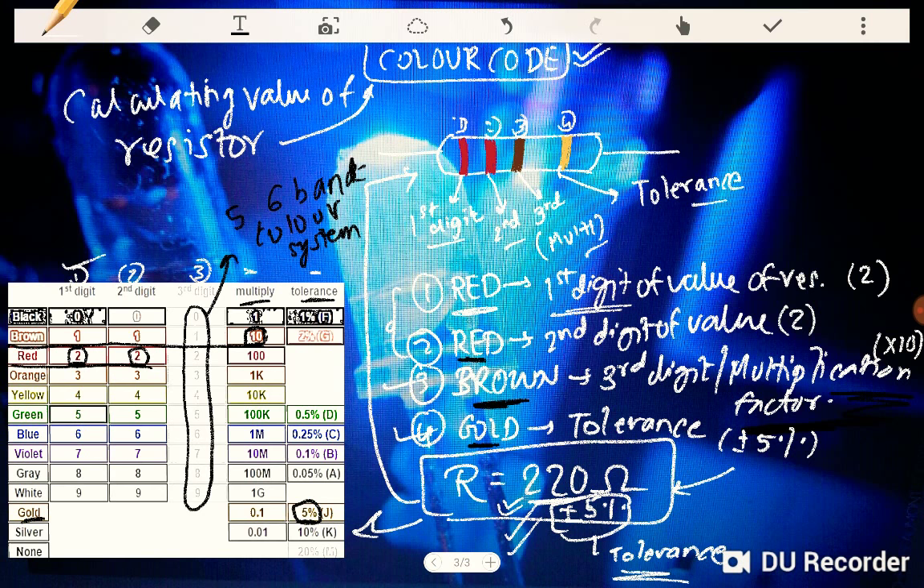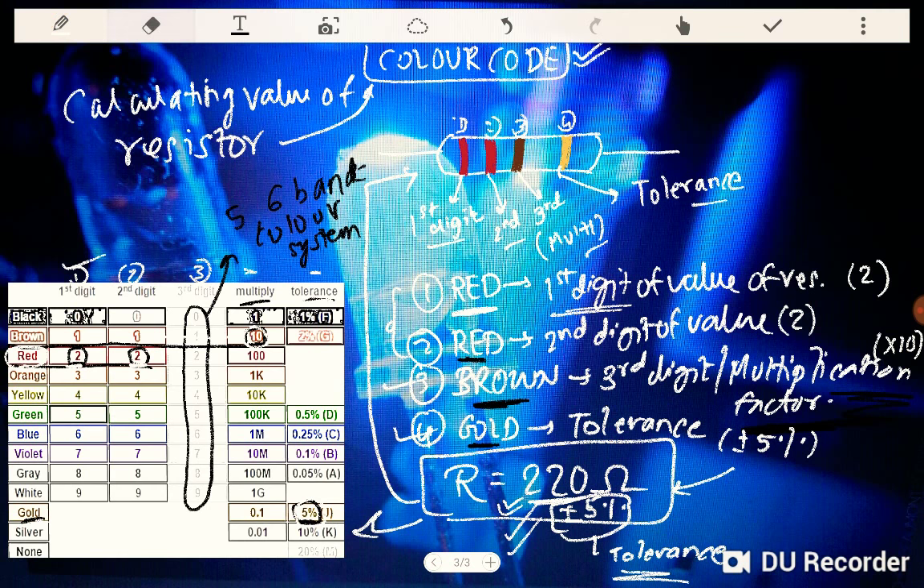To summarize it again, red color, you will go into the first digit column, you will find the 2. Again it's red color, so go into the second digit column, you will find 2. Third is the brown, so go into the multiplication factor column, you will find a number called 10 in the line of this brown color. Then we go into the tolerance column, we will find 5% J, that is in the gold column. And isn't it that easy?